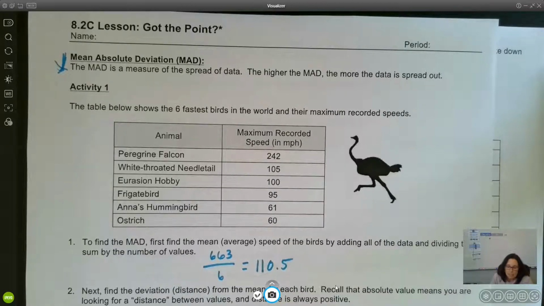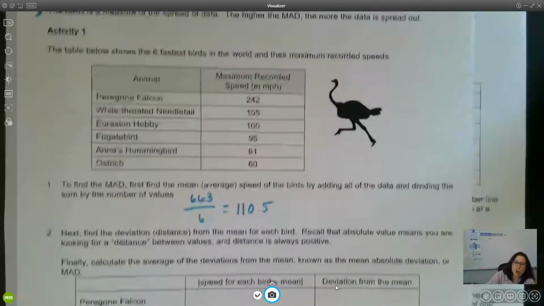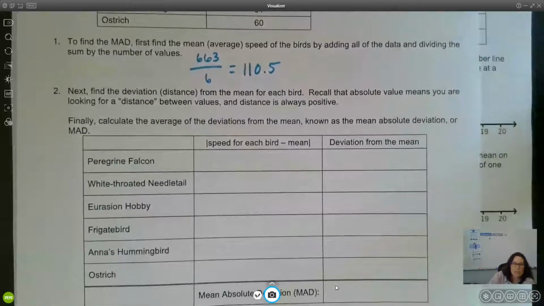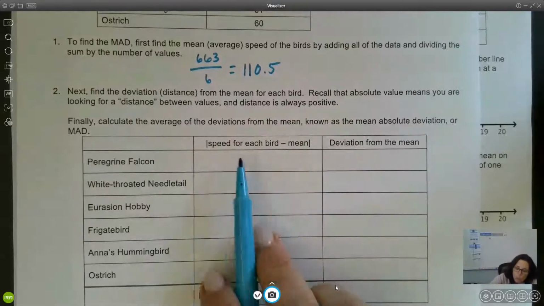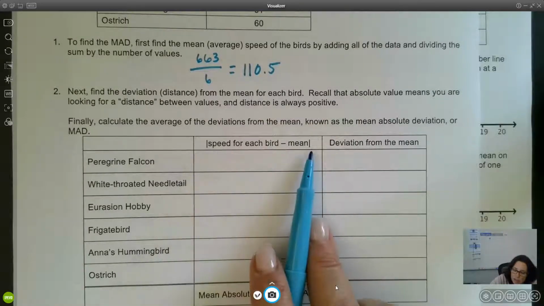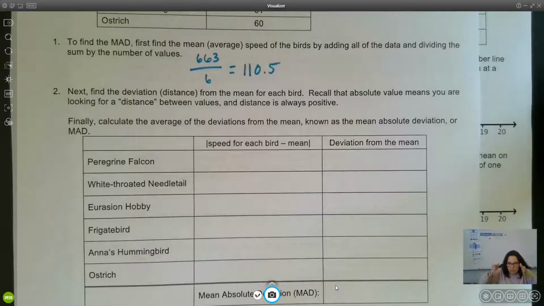Now, step 2, to find the deviation, the distance from the mean for each bird, recall that the absolute value means you are looking for a distance between values. A distance is always positive. Then we'll calculate the average of the deviations from the mean, known as the mean absolute deviation, or the MAD. So we're going to take the absolute value, these little straight marks, kind of like parentheses, but straight.